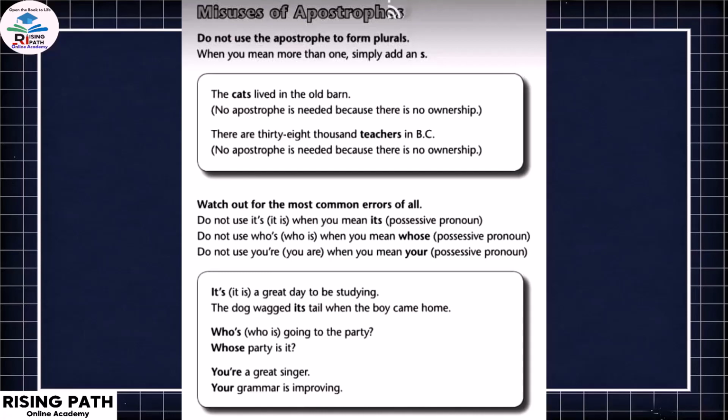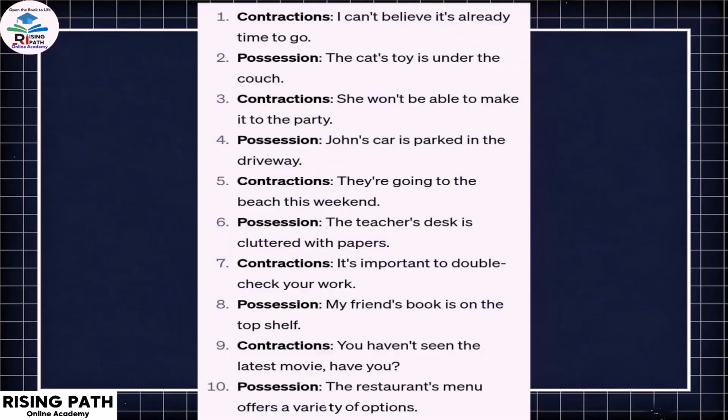So examples are given for you, please pause the video and study these examples. It's, whose, your. For example, it's a great day to be studying. The dog wagged its tail when the boy came home.